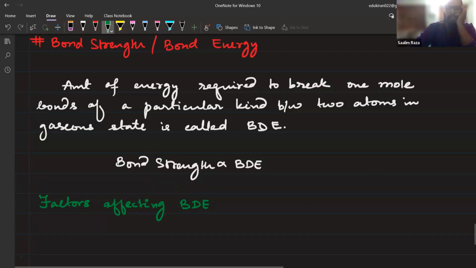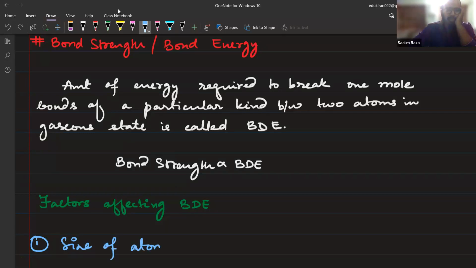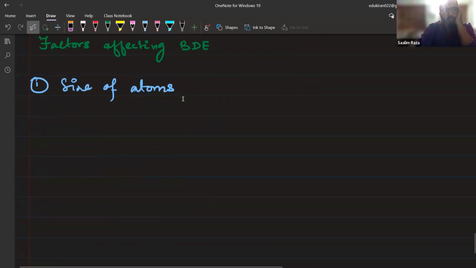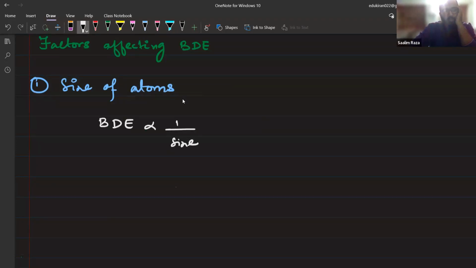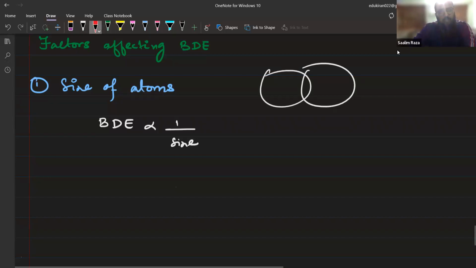Okay, so in factors affecting bond dissociation energy, you write the first factor, which is, please write with me, size of atoms which are taking part in the bond formation. Now please see, but you will write here bond dissociation energy. It is inversely proportional to the size. If we are having large size atoms, their valence electrons are very far away from the nucleus, है ना?